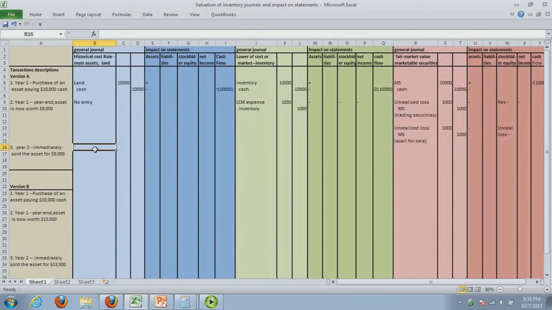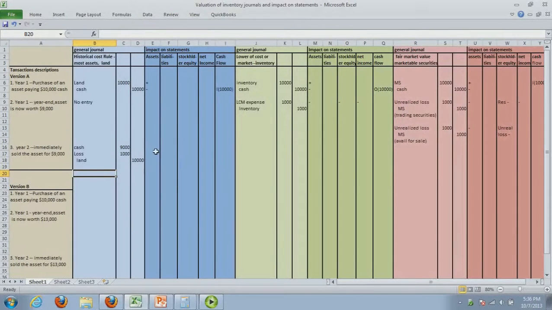With historical costs, we never change the value of the asset. So what we have is cash coming in at 9. I'll skip a space. Land going out at 10, the price paid for it. And then, of course, you can see that we need a debit of $1,000. So this time we call this a realized loss. This is not a paper loss. We don't necessarily write out realized, but when you see the word loss, you assume it's a realized loss in which you actually had a sale and you have fewer assets coming in than you have assets going out.